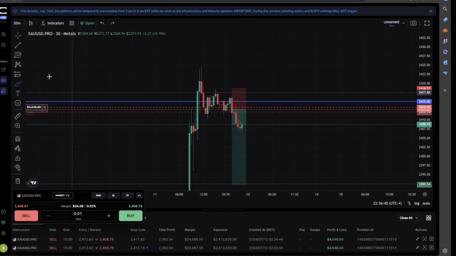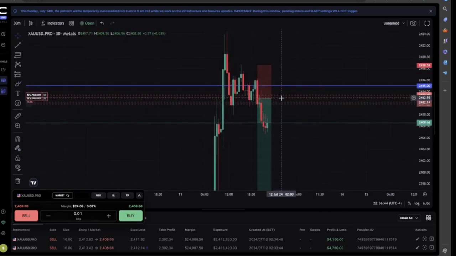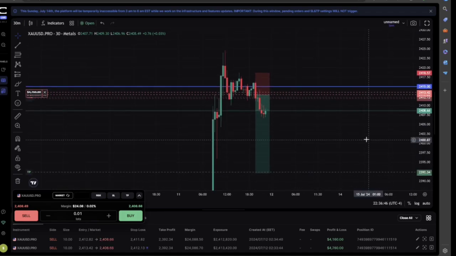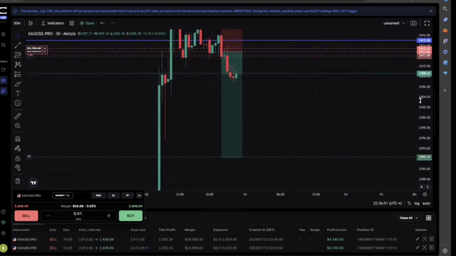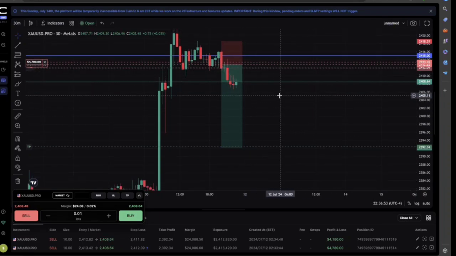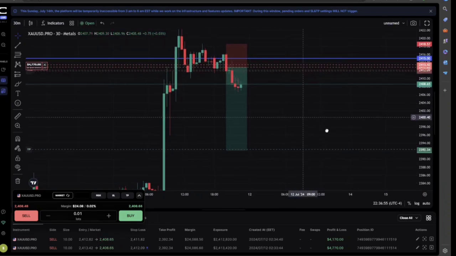So this trade, although it is risk-free, it is now a free trade, and whatever profit I make past this is basically just free money at this point because I've already covered my risk. I just wanted to break that down for you guys and also show you the trailing stop loss, which I think is super cool.